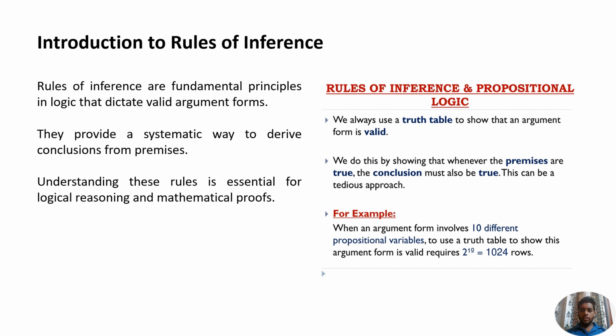Rules of inference and propositional logic. We can always use a truth table to show that an argument form is valid. We do this by showing that whenever the premises are true, the conclusion must also be true. This can be a tedious approach. When an argument form has 10 different propositional variables, using a truth table to show this argument form is valid requires 2 to the power 10, which is equal to 1024 rows.